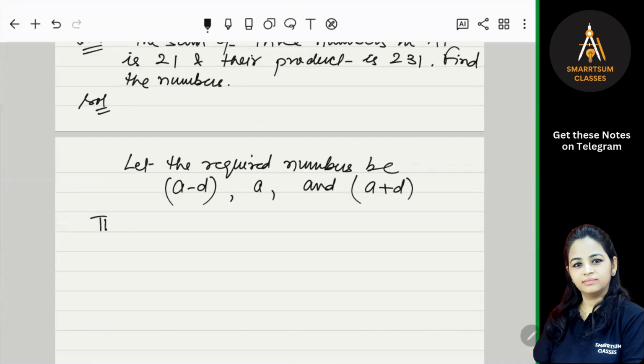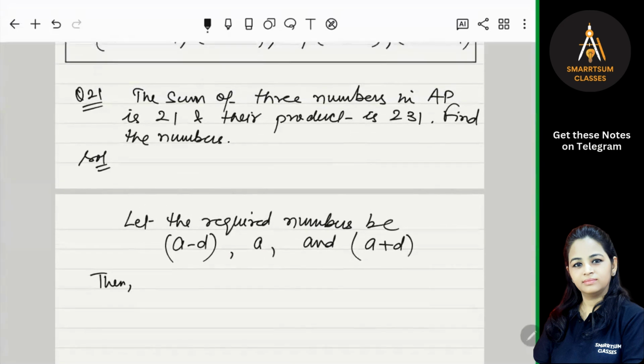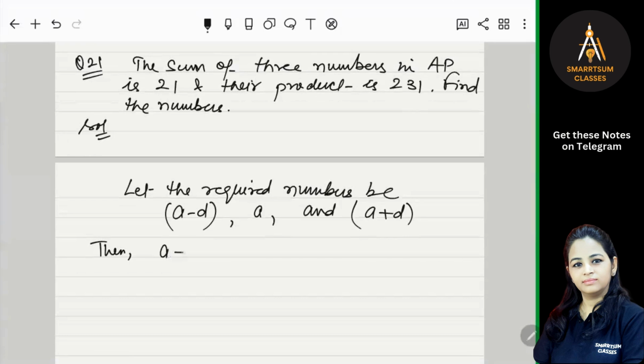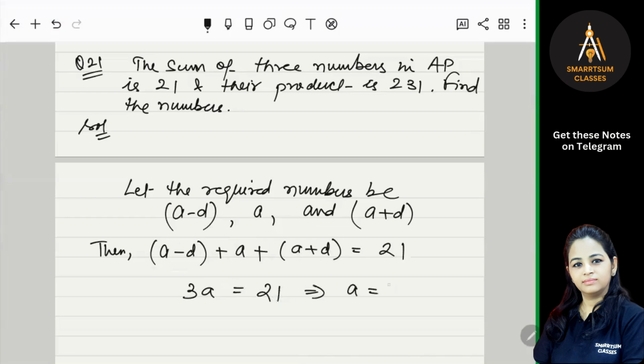Then, according to the question, what is given? Their sum is 21, right? So write down a minus d plus a plus d, because we have to make the sum, and this will be equal to 21, right? Now solve this. a and a will become 3a. There are 3 a's, right? And d will be cancelled, right? So 3a will be equal to 21, and from here we get the value of a, which is 7, right?